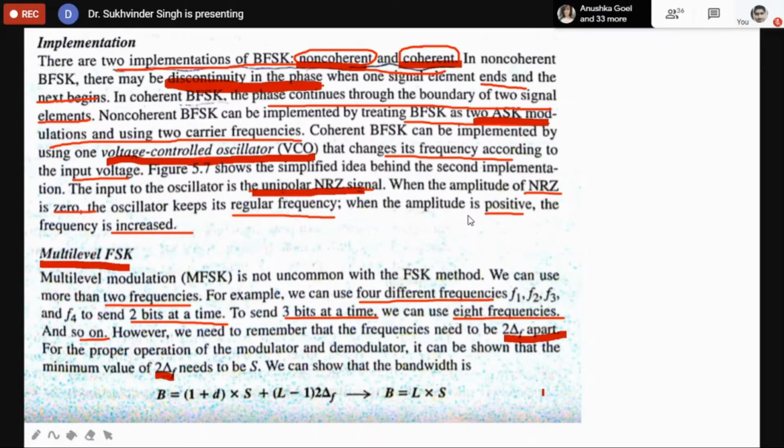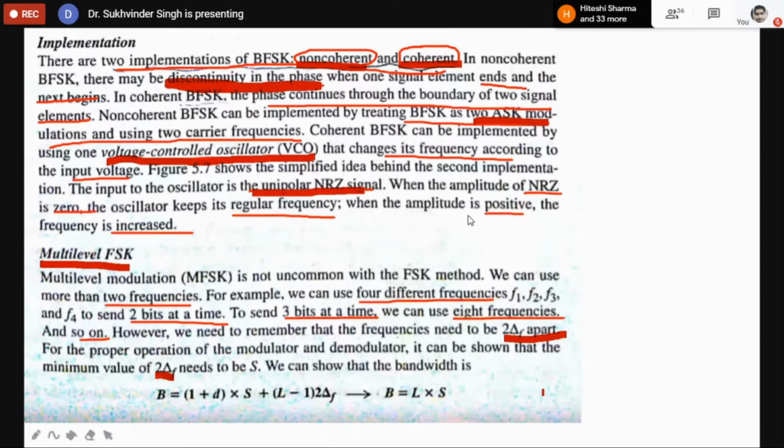Binary FSK operates in a fashion that we represent 0 and 1, 2 separate bits, by 2 separate frequencies. One will represent the high level, 1. A lower frequency will represent the lower level, that is 0. So if one wants to send 2 bits at a time, then we require 4 frequencies. 3 bits at a time, we require 8 frequencies. 4 bits at a time, we require 16 frequencies.